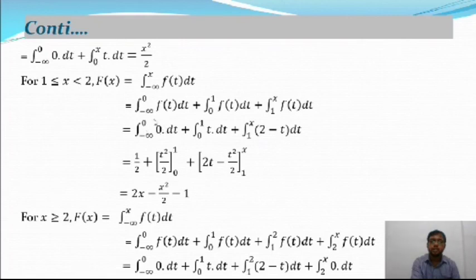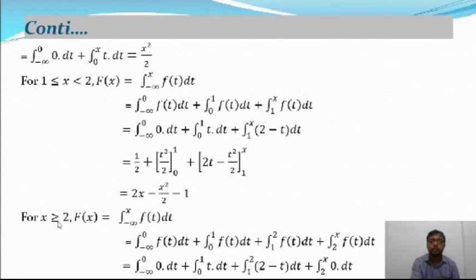So the first integration will give 0, and the integration of t is t square by 2, where the upper limit is 1 and the lower limit is 0, and from this we'll get the value of the integration, which will give us 1 by 2. And the third integration will give 2t minus t square by 2, where upper limit is x and lower limit is 1. After simplifying it, it will give 2x minus x square by 2 minus 1. So this is the probability distribution function in the interval 1 to 2.